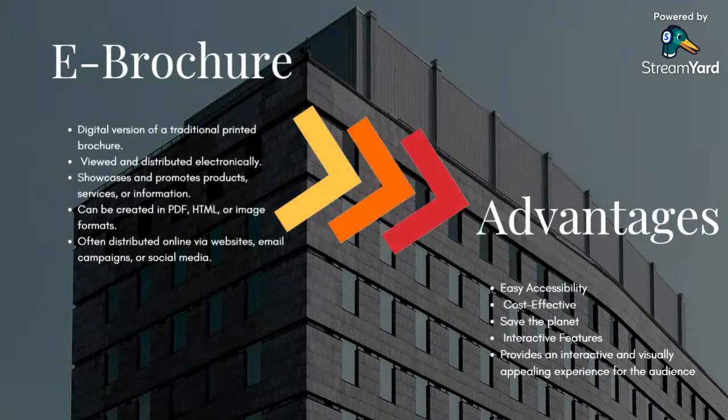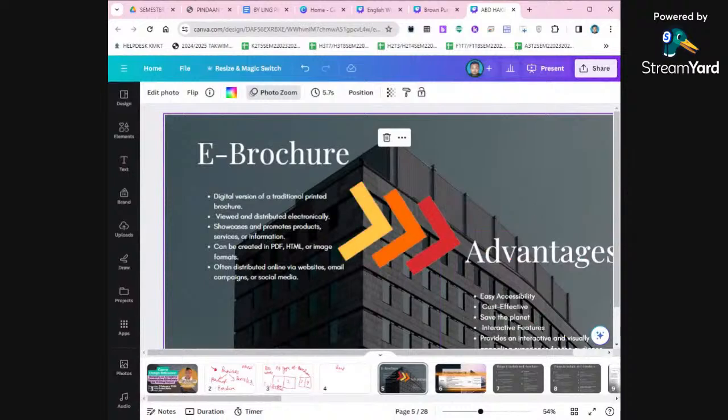Okay, and then of course I would rather choose my students to come up with an e-brochure because it is certainly cost effective. That means you guys, the students, do not have to print out any single copy of paper. All right, and it can save the planet, obviously. And there are certain interactive features, to begin with, and it provides an interactive and visually appealing experience for the audience.